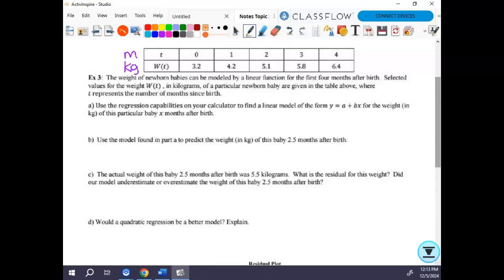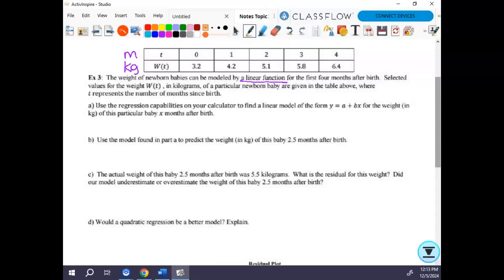The weight of newborn babies can be modeled by a linear function. And again, it tells me that right there. On that test that I just graded of y'all's, there was a question that literally told you to use a linear function. And I had multiple people give me a quadratic. I don't know. So I don't even have to make a decision here.